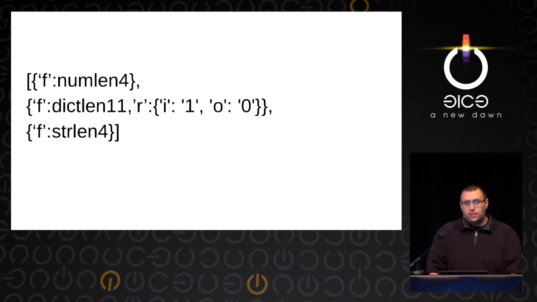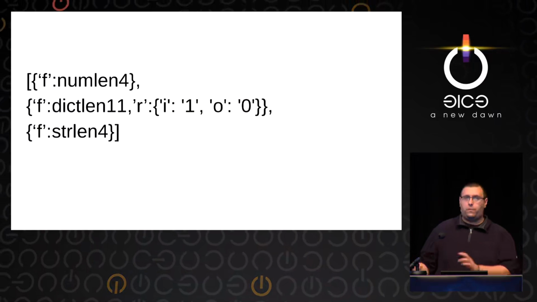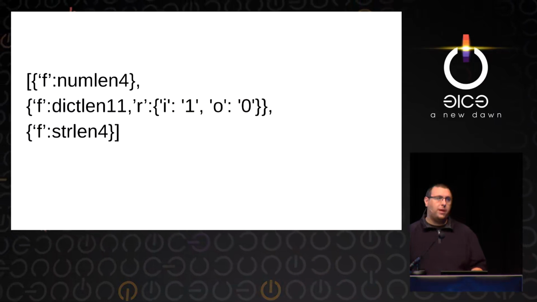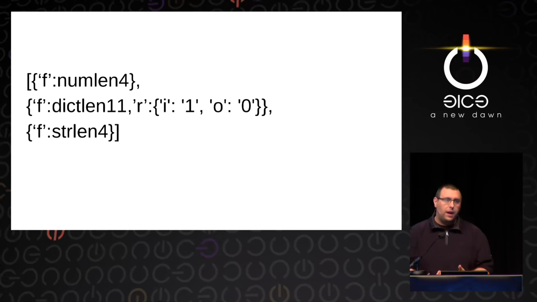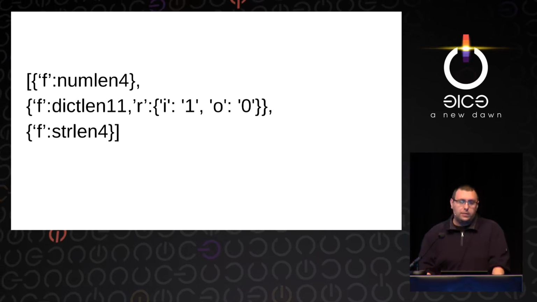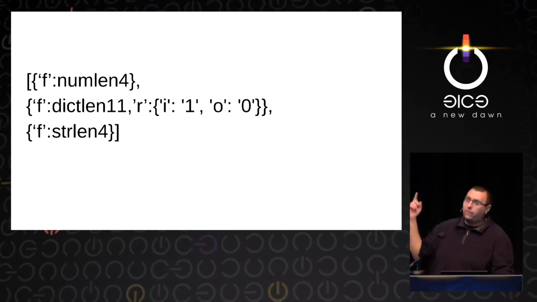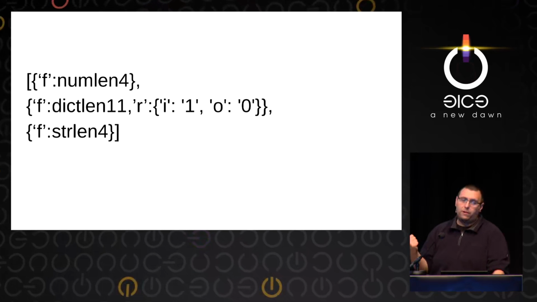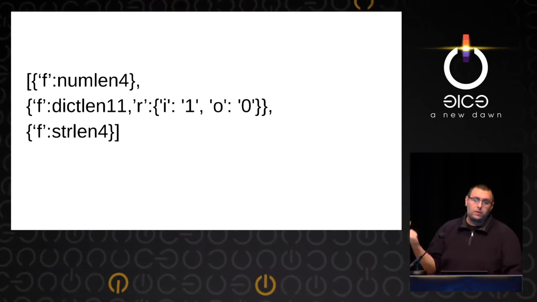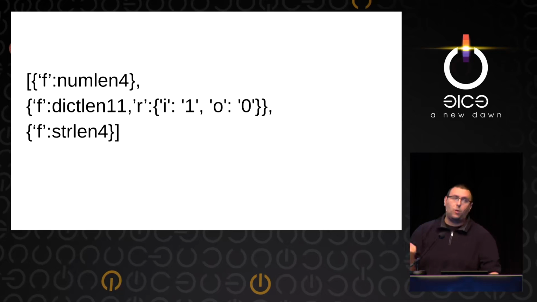So this here that you see is a genuine rule for the unhash tool that can be executed, and it will result in using, for instance, numlen4, a dictionary of numbers of length 4; dictionary length 11, all words that have length 11; R is replacement, replace I with 1, replace O with 0; and strlen4 is a dictionary with all strings of length 4.